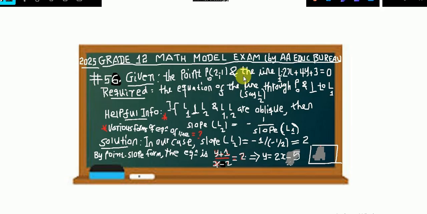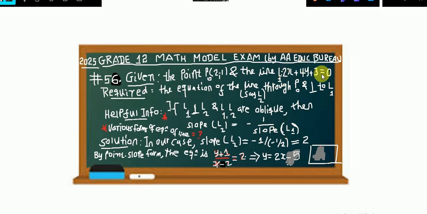Facts about perpendicular lines. If line 1 and line 2 are perpendicular and if they are oblique, the product of their slopes is -1. From that we get the slope of the second line, the required line whose equation is going to be found. Slope of L2 is -1 over slope of L1. But slope of L1 is easy to get.